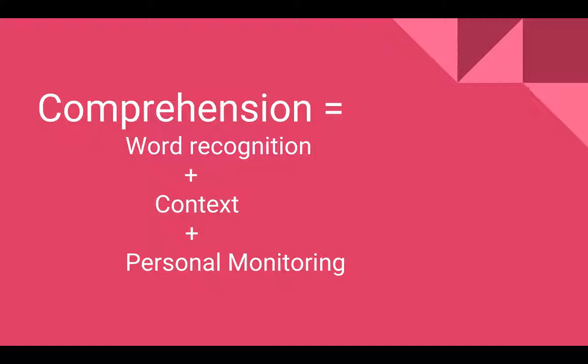And then lastly, the student needs to be able to monitor his or her own reading. And so they want to be able to rapidly select the right strategy. For instance, let's say they encounter a word that has multiple meanings. It is personal monitoring that allows students to decide how they are going to figure out which meaning of the word is appropriate in this context.